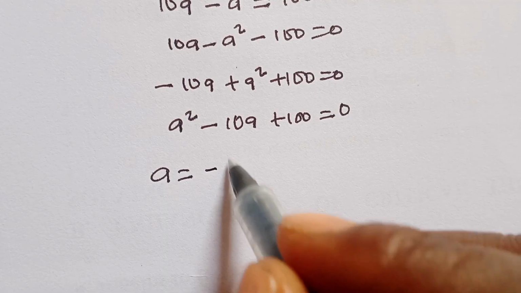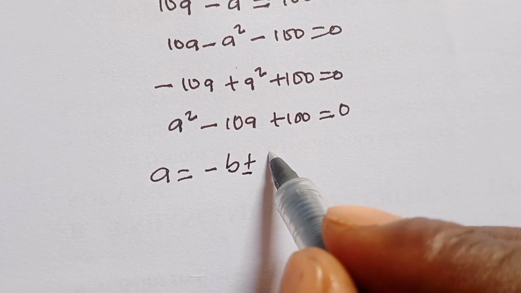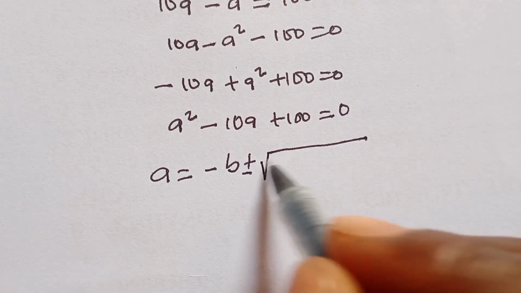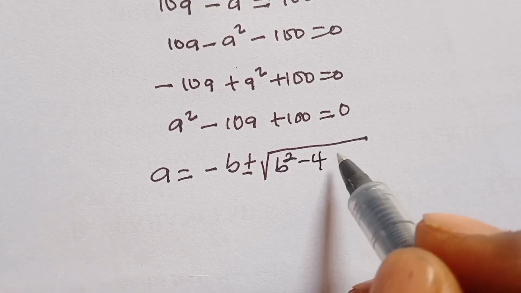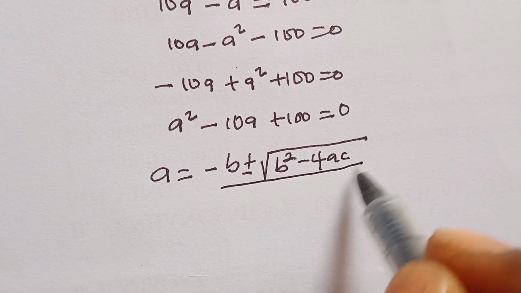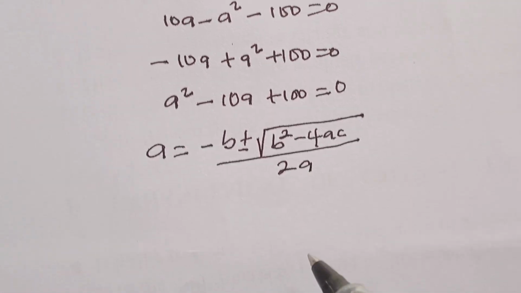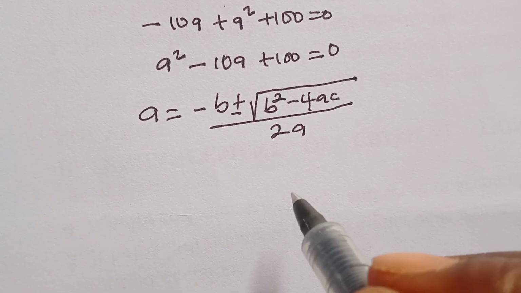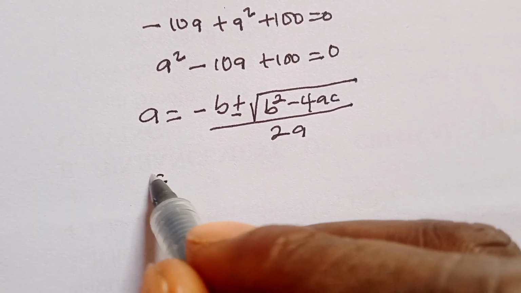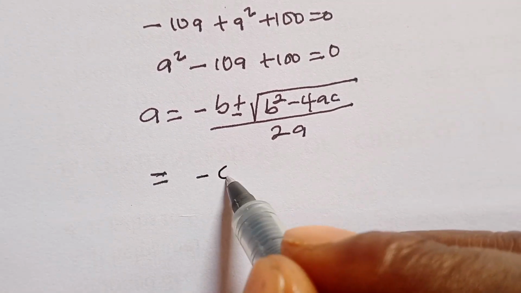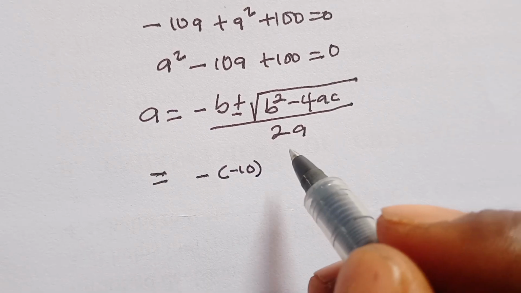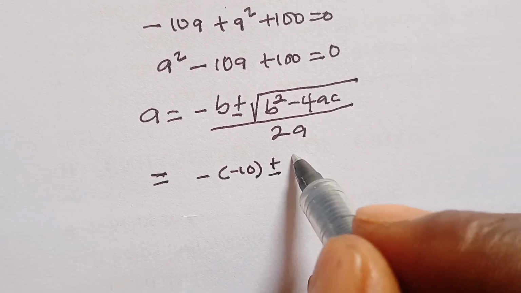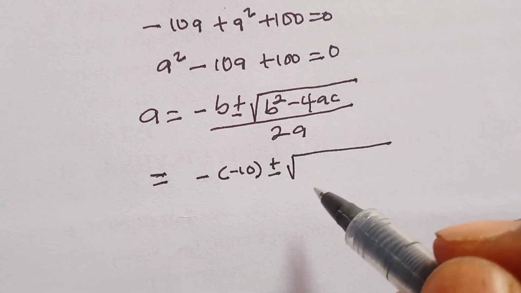So once you understand it up to this stage, the next is to write out our almighty formula, that is minus b plus or minus square root of b squared minus 4ac, divided by 2a. So this will make our work easier and faster, so that I will be able to get the value of a. So with this, since I know my a, I know my b, and I know my c, my b is minus 10.